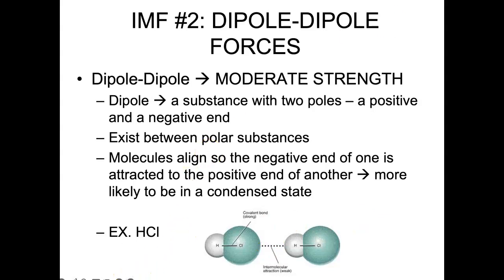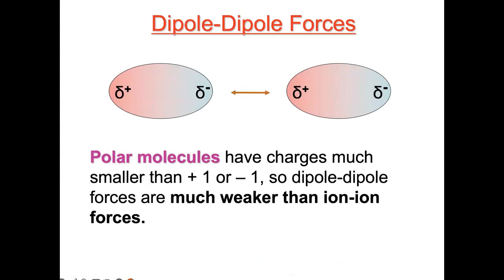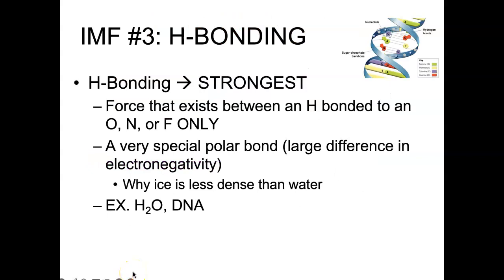The third intermolecular force you need to be aware of, I was going to tell you a little bit more about dipole-dipole first. So again, these are polar molecules. There is a natural attraction between them. These are weaker than ion-ion forces. This is not completely negative. That's why we have to use that squiggle. It's like about negative 0.3.